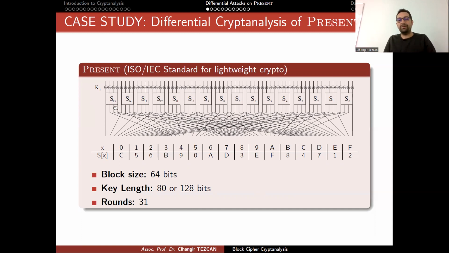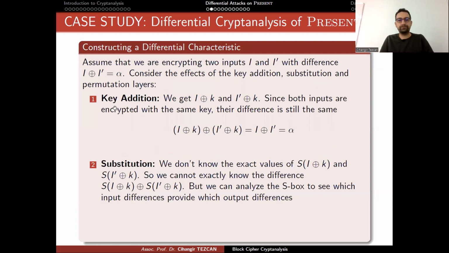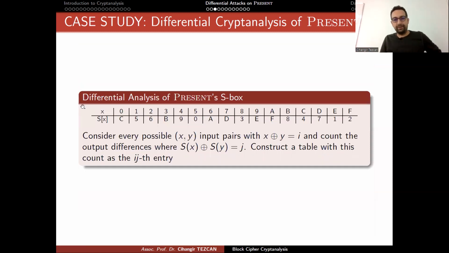This is why we want to have good S-boxes. So let's look at the PRESENT S-box and consider every possible input pair X, Y with X XOR Y equal to I. I will change this I value and count the output differences where S(X) XOR S(Y) equals J. So here I'm fixing the input difference of the S-box with I, then counting the output differences J. This way I can construct a table with this count as the ijth entry.